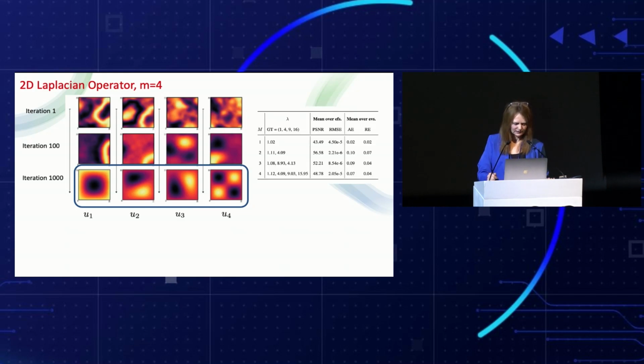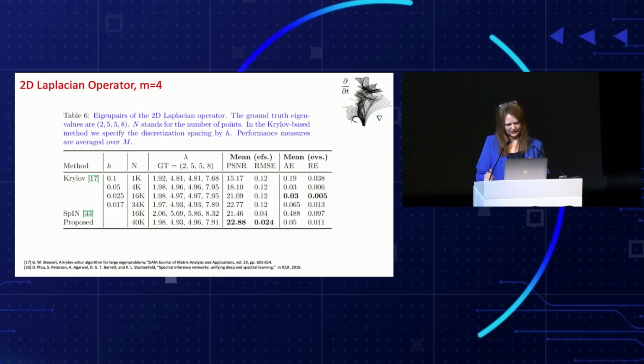Here we can see the quantitative results in terms of PSNR and RMSE. We get very good results, and also the error in terms of the eigenvalues. Again, we compared ourselves to Krylov-based methods and to SPIN, to other methods, and we show good results in terms of PSNR and RMSE.